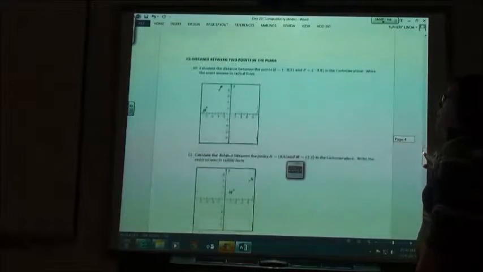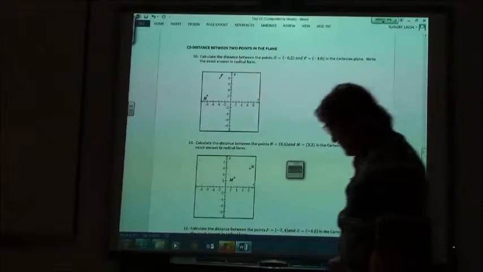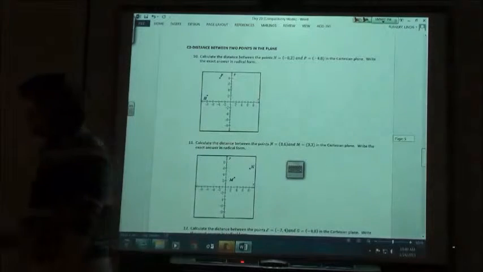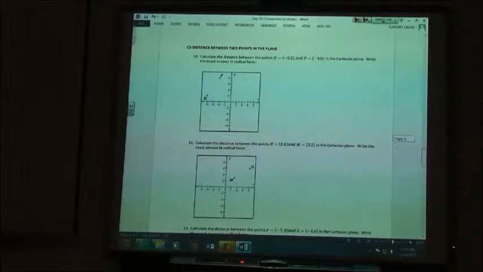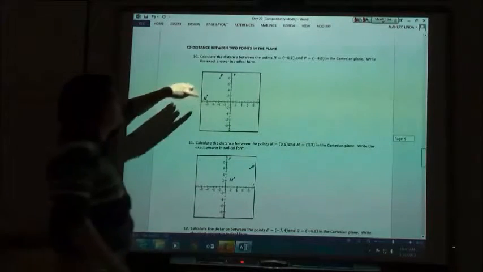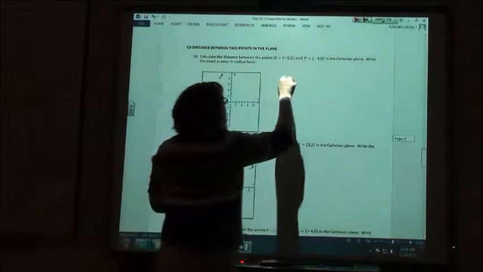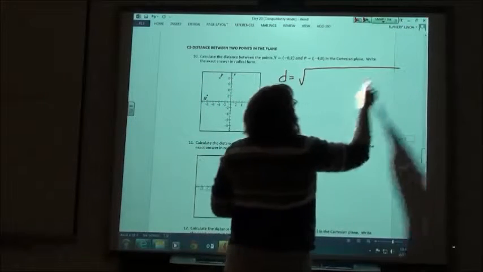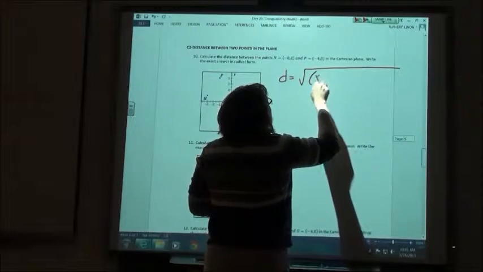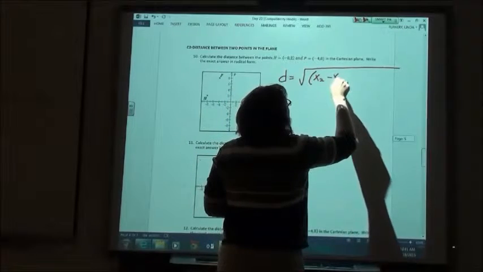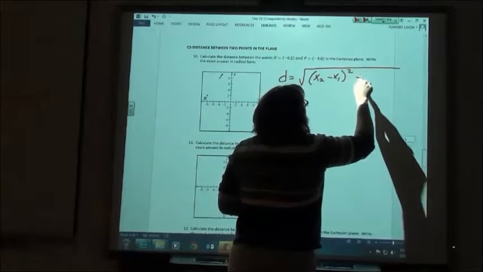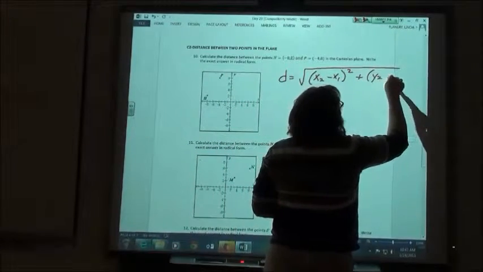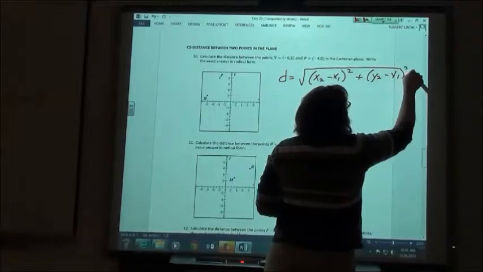All right, now we're going to a whole different thing. It is going to have to do with the distance formula. We want to find the distance between these 2 points. So, the distance formula looks like this. I'm going to have the square root of x2 minus x1 squared plus y2 minus y1 squared.